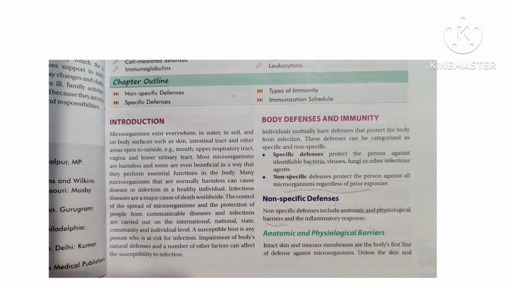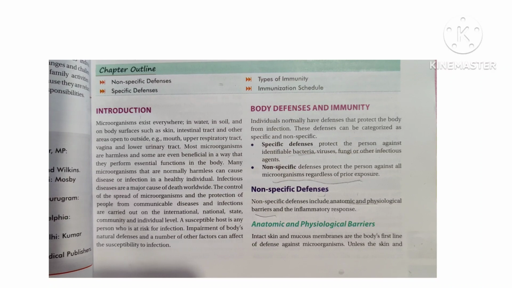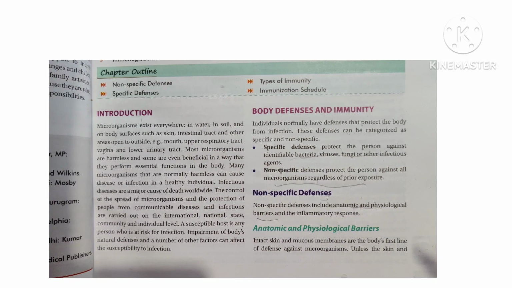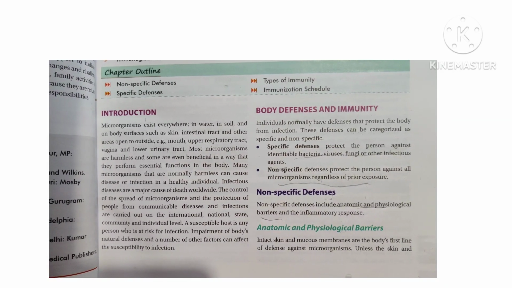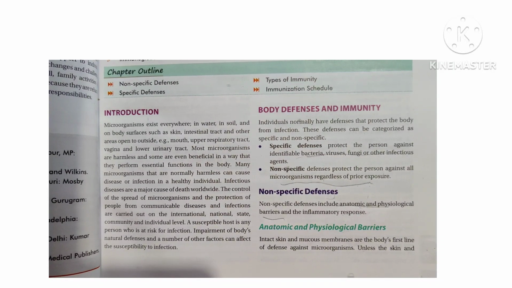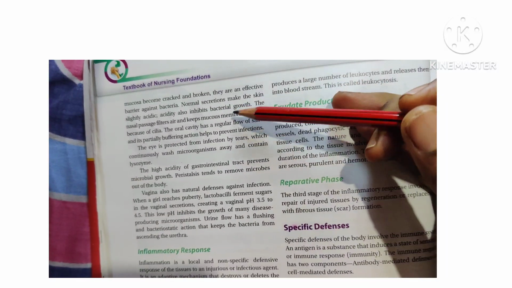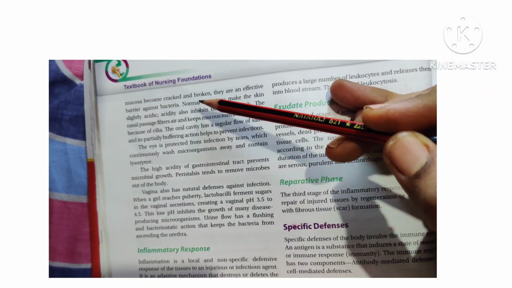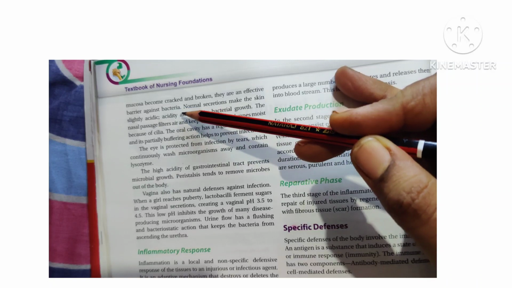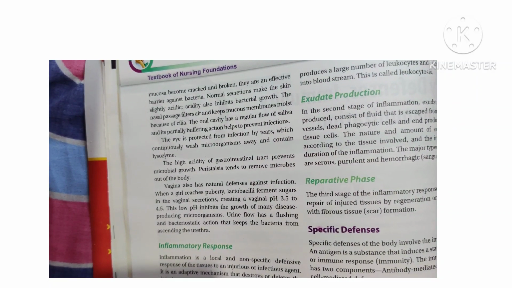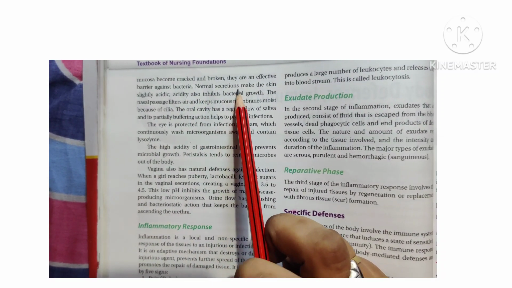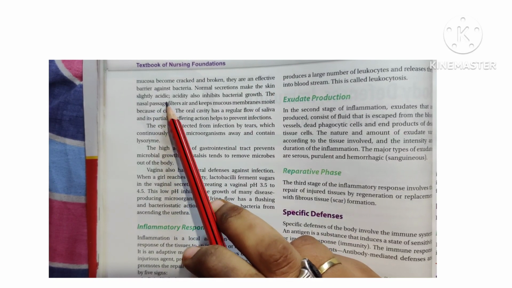First, we have to see intact skin. Our skin and mucous membrane is the first line of barrier to any organism. They protect the body from many types of microorganisms. So, it is a natural barrier. Suppose our skin and mucous membrane has been injured, cracked or broken, what will happen? The natural barrier is going to get disturbed and easily bacteria, virus, fungi, everything can penetrate and go into our body. Normal secretions make the skin slightly acidic.